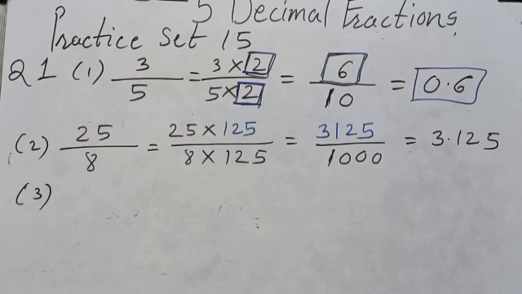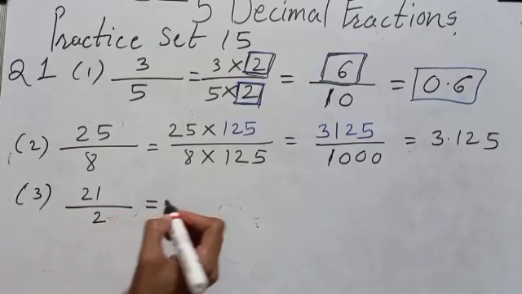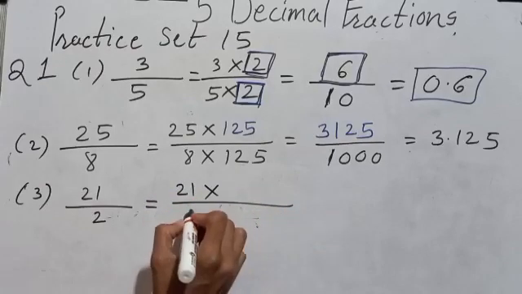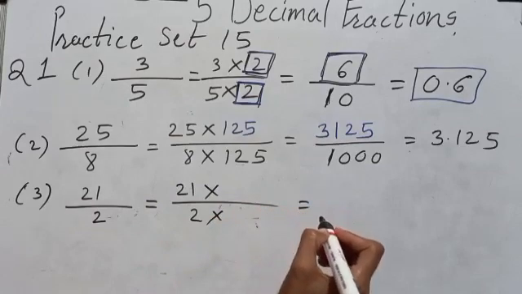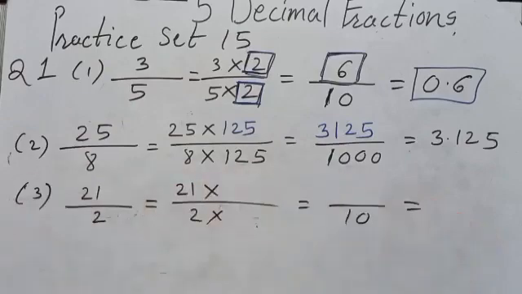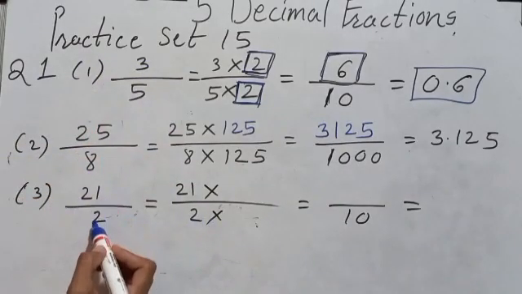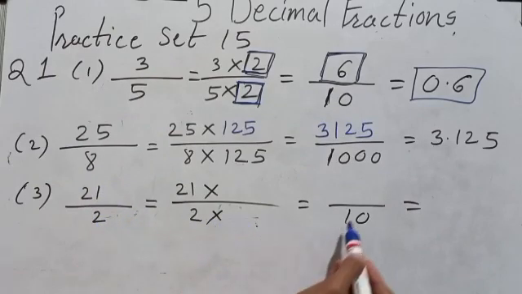In that third example, 21 upon 2 is equal to 21 into dash upon 2 into dash is equal to dash upon 10 is equal to dash. Again here the same procedure like the first one. So 21 upon 2. Now you have to multiply 2 by such a number that the denominator should become 10.